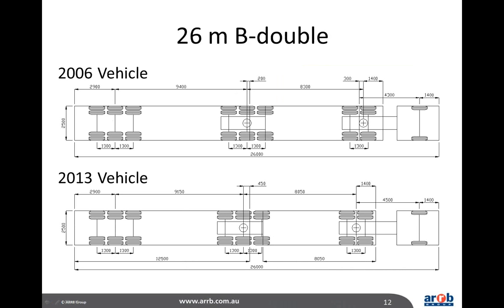So in order for the vehicles to achieve their expected performance level, small modifications were made. Shown here are the 2006 and 2013 versions of the 26 metre B double. The following changes were made in order to slightly decrease the swept path for the 2013 vehicle. An increase in the prime mover wheelbase of 200 millimetres was made, and a decrease in the prime mover fifth wheel lead by 300 mm. We also then decreased each trailer wheelbase by 250 millimetres.